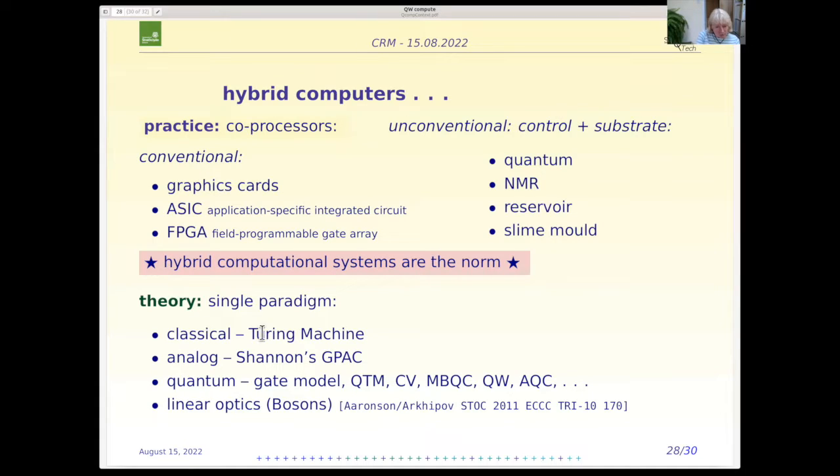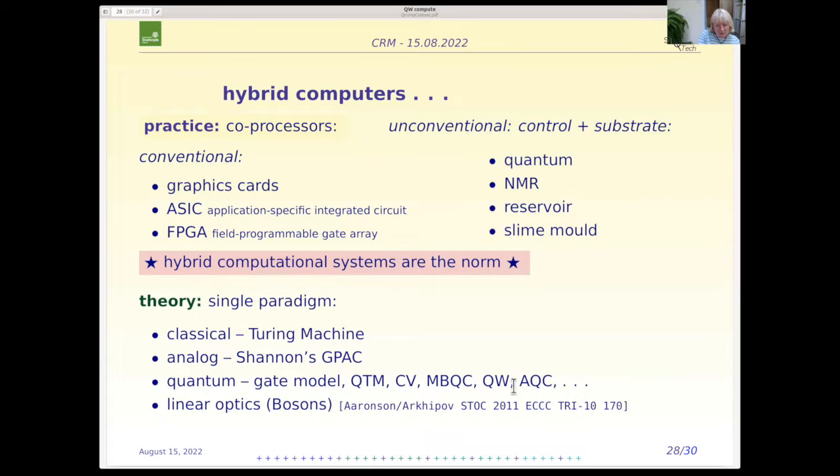You look at what we have for theory, and we have single paradigm theories. So we have a Turing machine model for classical computing. We have Shannon's GPAC for analog. We have a bunch of different quantum models, which I'm not going to be part of this course.